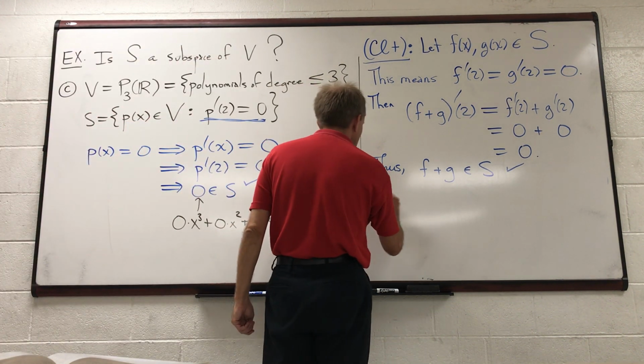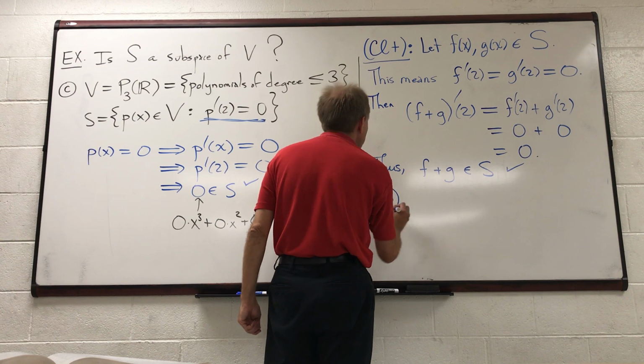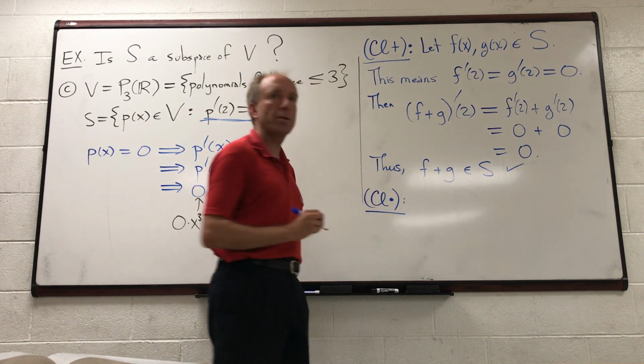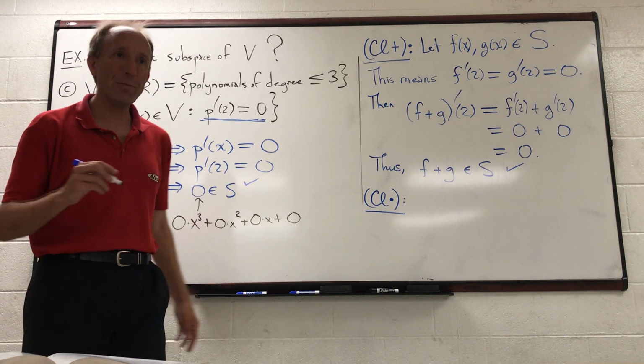Let's look at the closure under scalar multiplication here. Okay. How do we write up the first part of the closure under scalar multiplication?